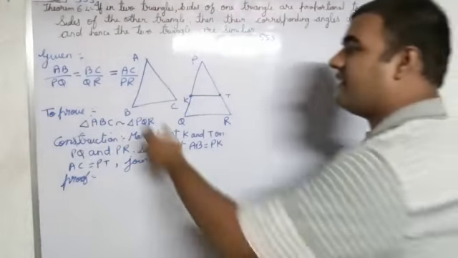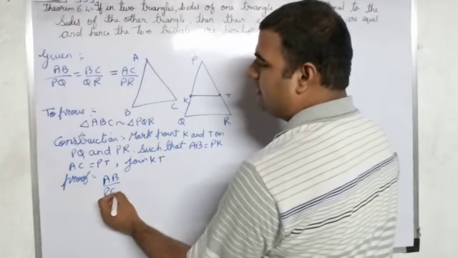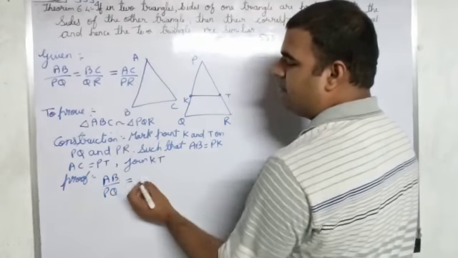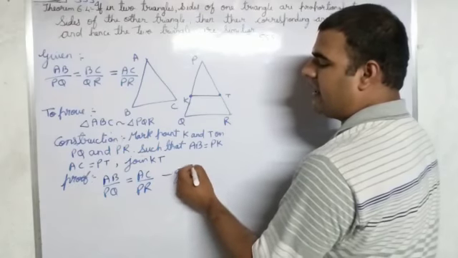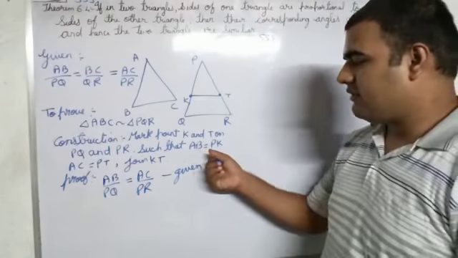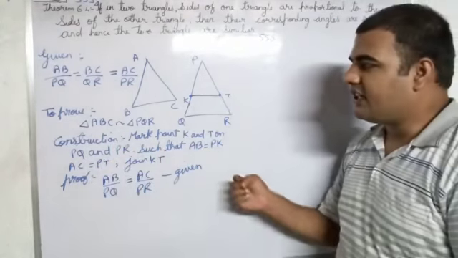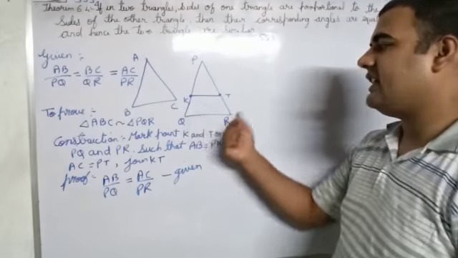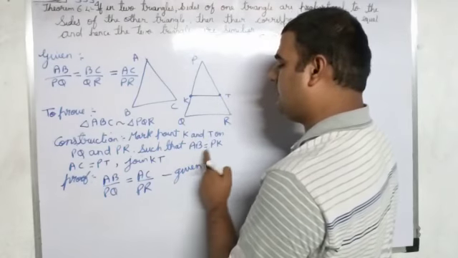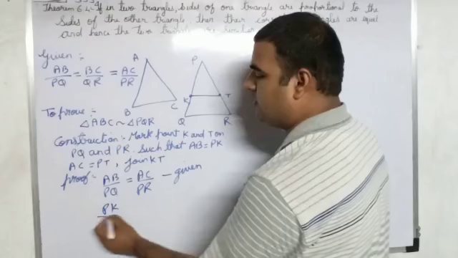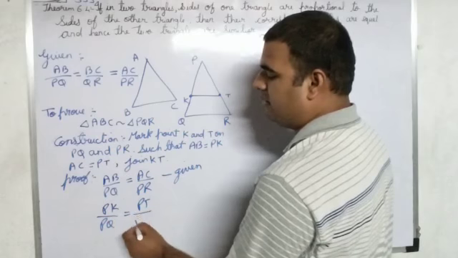So we will use this given data, right? We know AB upon PQ equals AC upon PR. It is given. Why have I taken that? Because we have taken AB equals PK and AC equals PT, and we can apply the converse of BPT to prove that KT is parallel to QR. See how? Instead of AB, you will get PK. So PK upon PQ equals, instead of AC, PT upon PR.